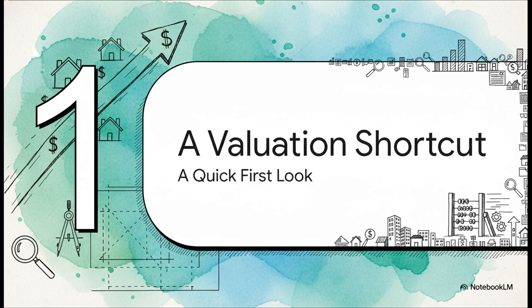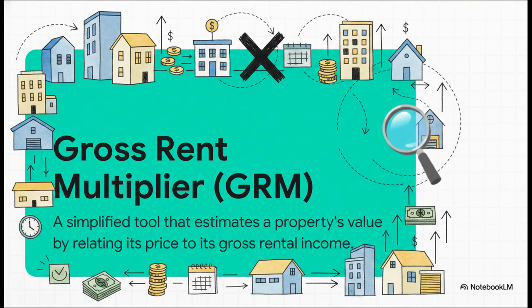It's called the Gross Rent Multiplier, or GRM for short. And yeah, it's your new best friend for a quick first look. So what is it really? It's pretty simple. The GRM is basically a quick and dirty way to connect a property's price to the total rent it can pull in over a year. And the key word here is gross rent, before you take out a single penny for expenses.